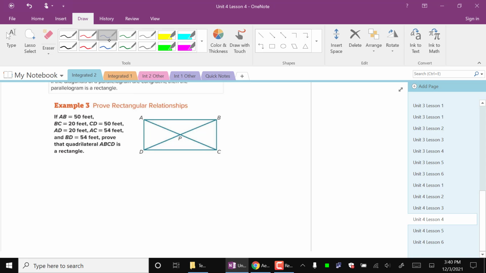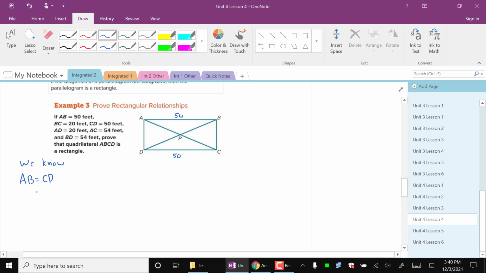So what do we know? We know AB equals CD from the information that we got in the beginning. We know that AB right here is 50, and we also know that CD is 50 as well. What else do we know?